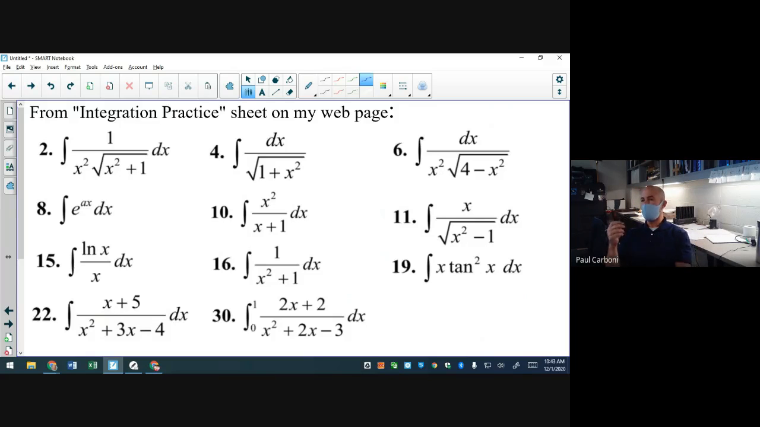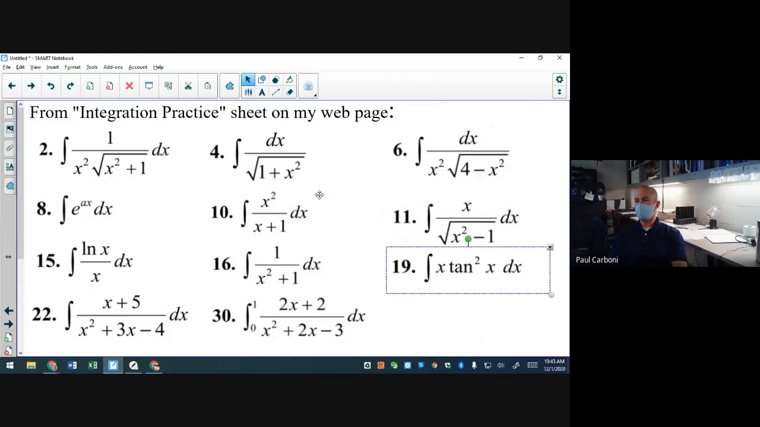So always, if you have a fraction, always look first: is the top the derivative of the bottom? Because it's a fleeting thought. You're not going to spend like 10 minutes trying to figure that out, I hope. Right. So on to number 19.